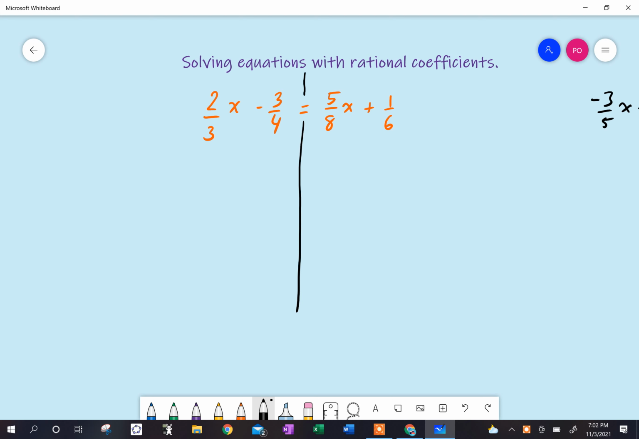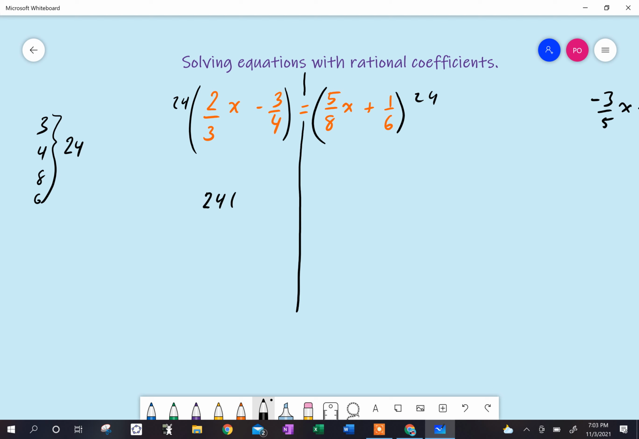But the first thing I notice is I have these fractions which look awful. However, if you really think about what we're doing here, I have a 3, a 4, an 8, and a 6. And I know that all four of those numbers go evenly into 24. So, if I multiply both sides by 24, I'm basically multiplying the left-hand side by 24, and I'm going to multiply 24 times the right-hand side, which, remember, should keep everything equal.